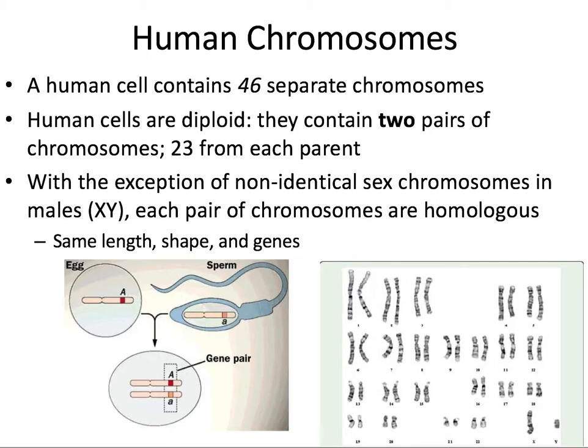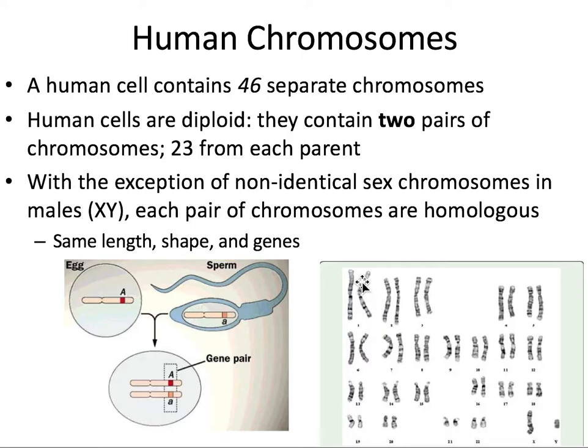Now, these chromosome pairs are called homologous pairs. You get one from mom and you get one from dad. And the homologous pairs, you can see it over here, are the same length, shape, and they have similar genes. Like if this one has a gene for eye color, then this one also has a gene for eye color.